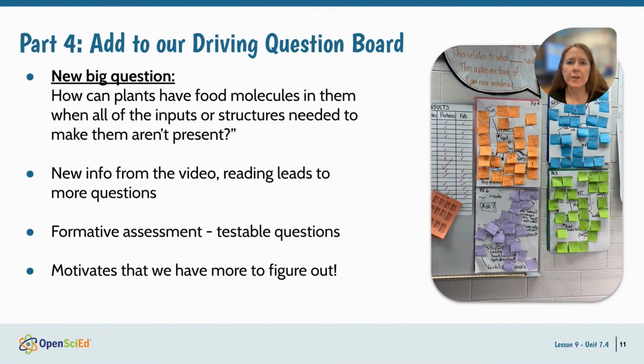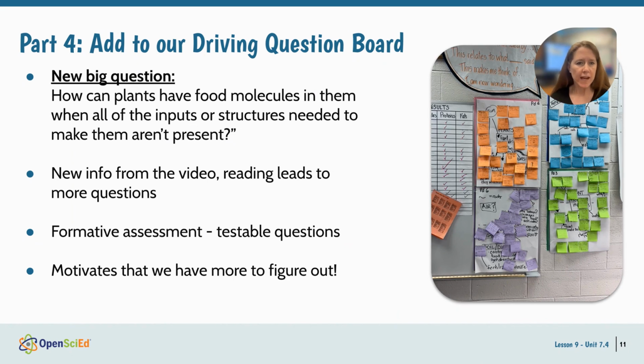In part 4, students will move from their initial explanations to developing more questions. I actually have the students bring a notebook with them to jot down questions as they were trying to explain something initially. This is a visible step for students to see. We're shifting our overall question now based on what our model doesn't explain yet. So now we're trying to figure out how can the plants have these food molecules in them when all of the inputs and the structures needed aren't there.